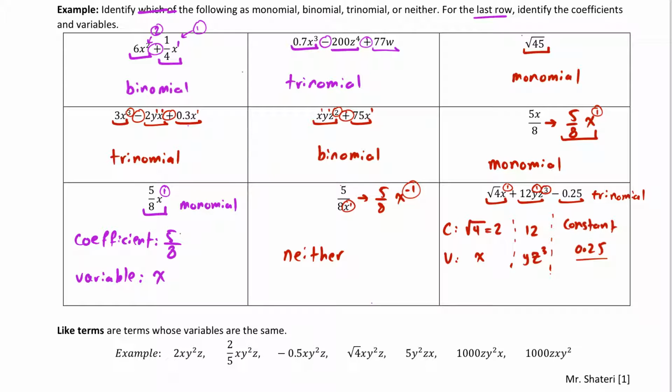The last thing we'll look at is like terms, and these are terms whose variables are the same. Here is one example with many different terms in which all their variables are the same. So in all these cases, my variables are x, y squared, and z. It doesn't matter what my coefficient is in this case. I'm only caring about my variables here. So variables here are x, y squared, z, which are exactly the same.